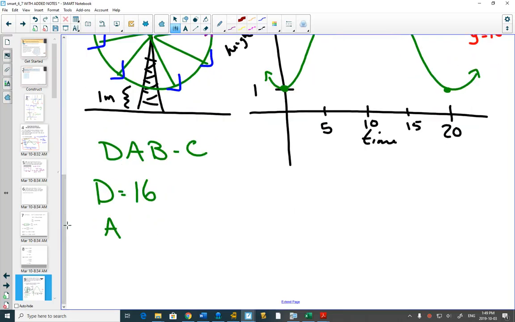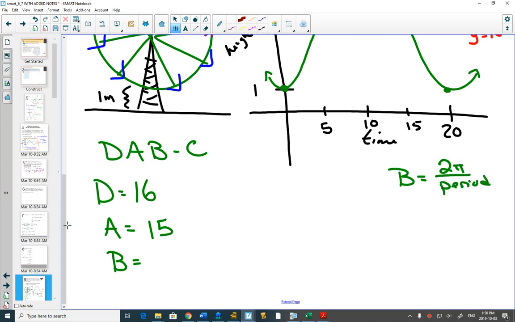Do we know our amplitude? How much from the center line to the maximum? That's the same as the radius of the Ferris wheel. It's going to be 15. And can we find our B value? There's a formula for that. Our B value is always 2 pi divided by our period.